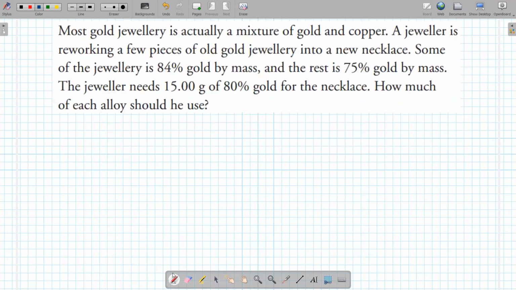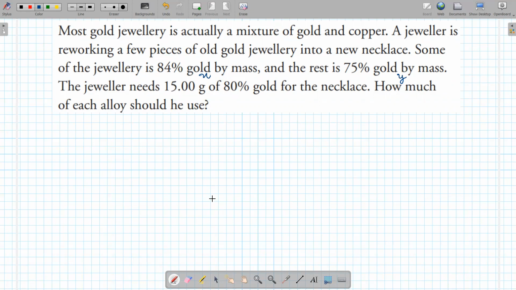Because this one has percent. It's very similar to the last question. There's gonna be two equations, and we just do substitution. So I'll give you what your X and Y is. Your X is this alloy here, 84% gold is your X, the mass of that. Your Y is this other alloy, 75% gold.